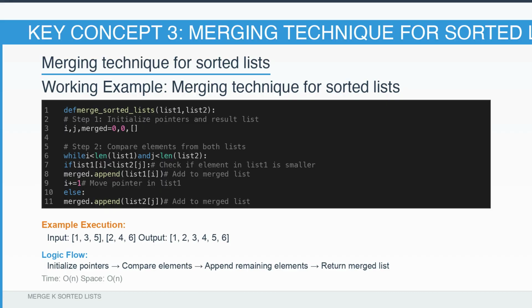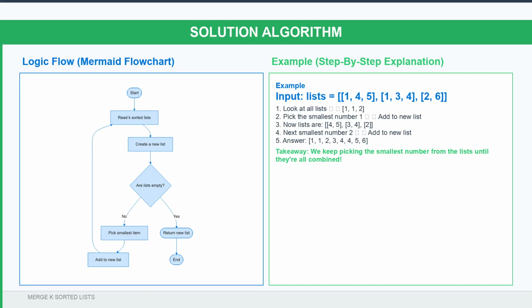If there are remaining elements in list 1, we append them to merged, and then we do the same for list 2. Finally, we return the fully merged sorted list. This method is efficient and ensures that we maintain order as we combine the lists, making it a great example of the merging technique. The problem at hand is to merge k sorted linked lists into one sorted linked list.